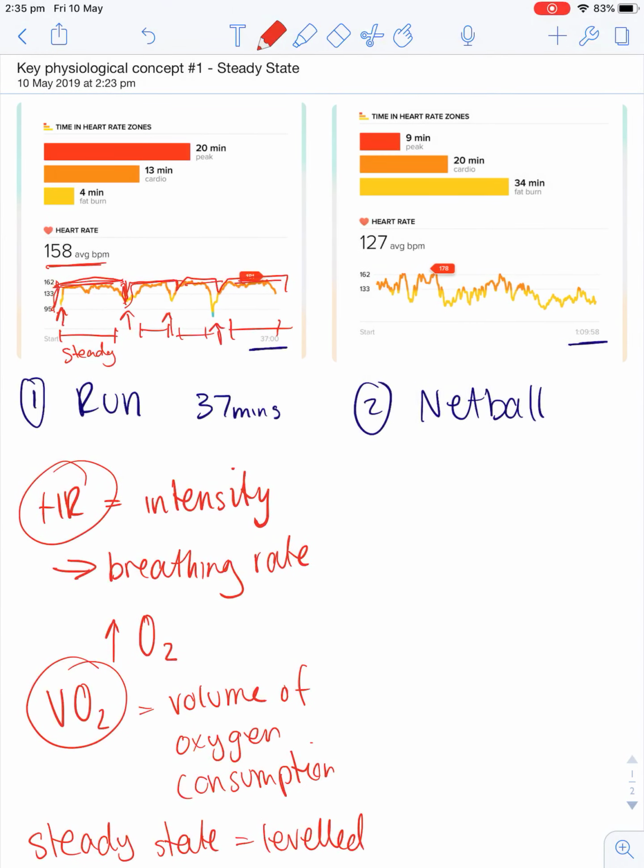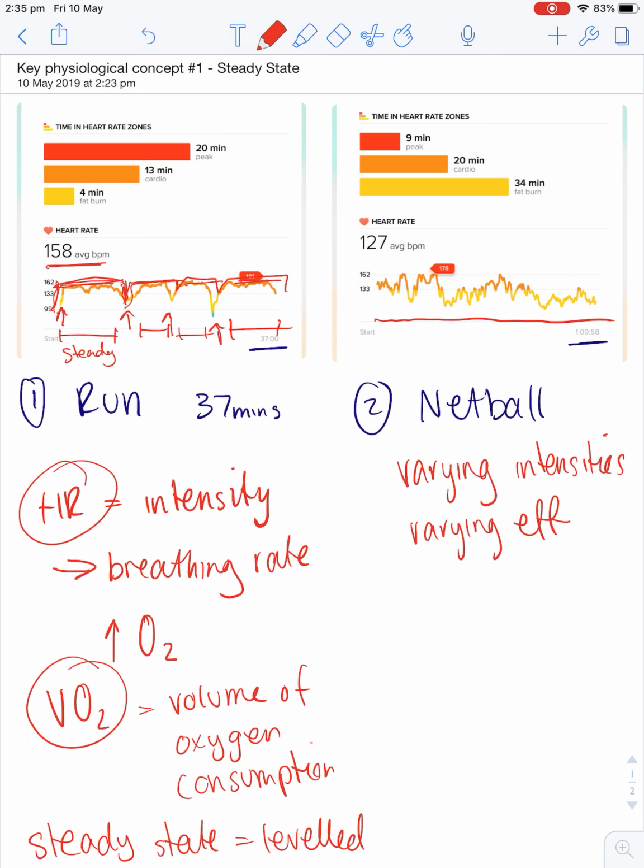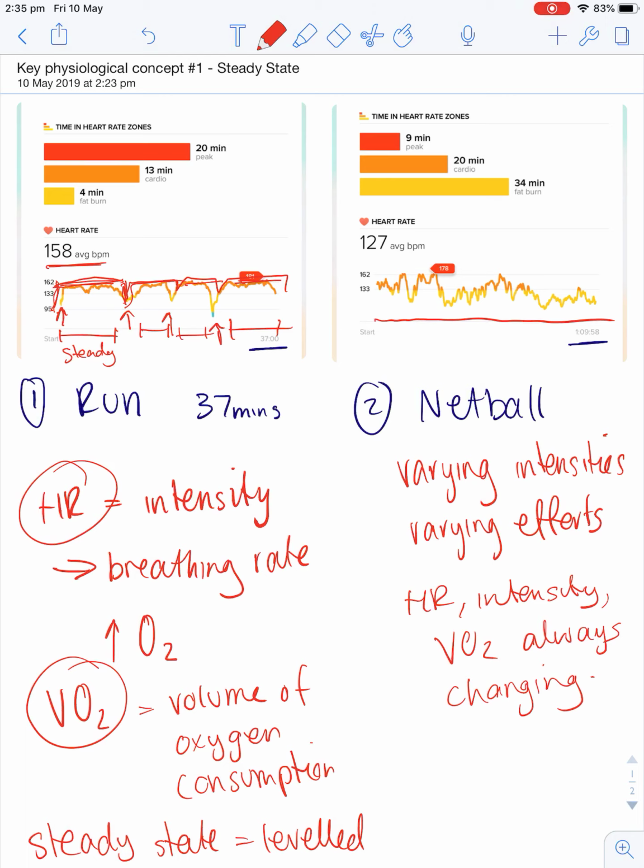However, in netball, you can see that this changes all over the place. So there's not any one time where heart rate is staying steady. That's because in netball we have varying intensities and varying efforts. Okay, so my heart rate is constantly changing. My heart rate and my intensity, and therefore also my oxygen consumption, are always changing in relation to the types of movements I'm doing on the court.